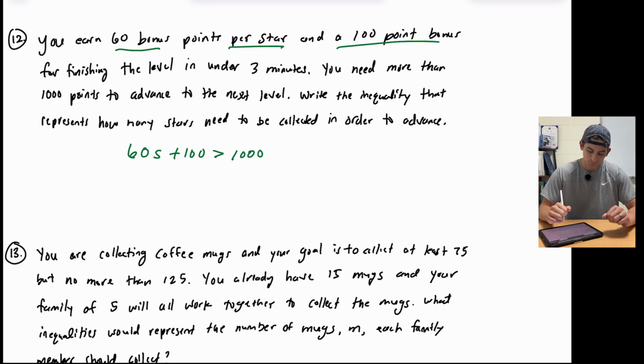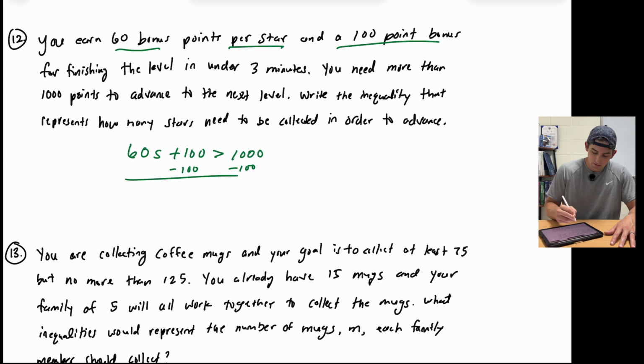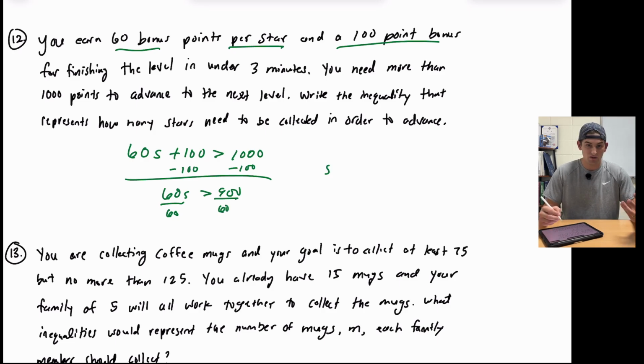Greater than 1,000. So that's our inequality. Now we can solve for s to figure out exactly how many stars we have to collect to reach this goal. So let's subtract 100. So now we get 60s is greater than 900. We can divide both sides by 60. And 900 divided by 60, that's going to be 15.